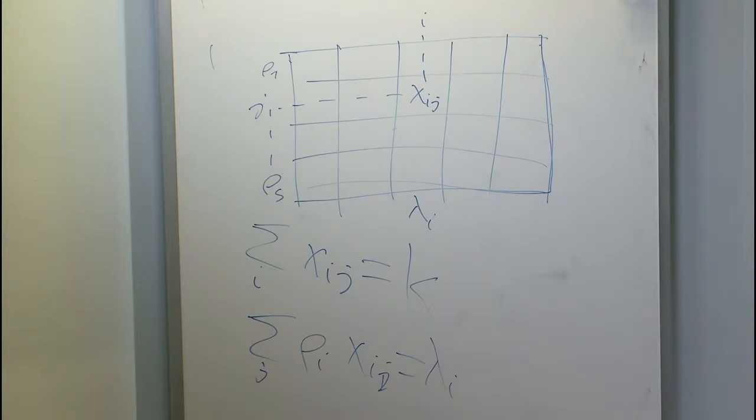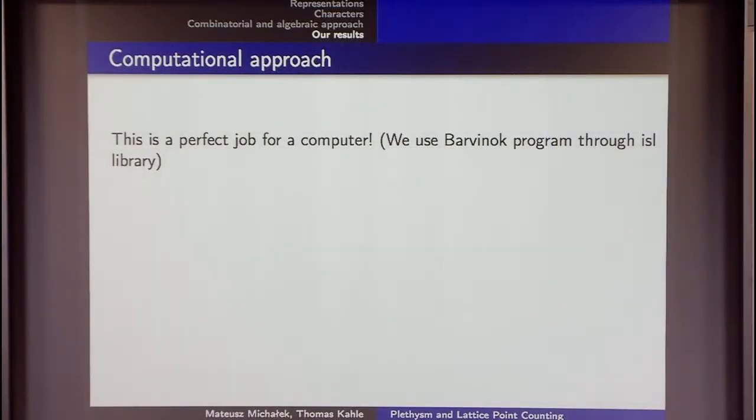Very simple. But the good thing is that now we can apply new methods that people didn't have in the 80s. Namely, this is a perfect job for a computer, because this is a polytope, and there are new algorithms. In particular, there's a Barvinok program, which greatly solves the problem of computing parametrically the number of points in a cone.